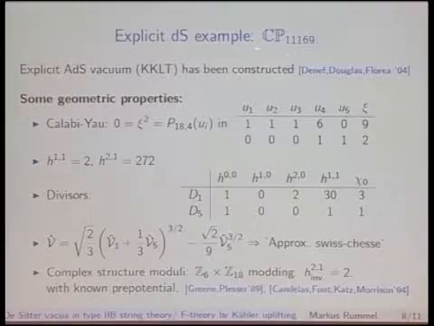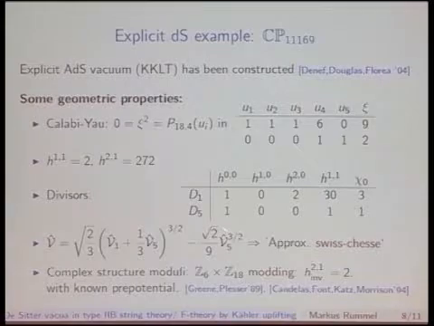And a very famous example that has been studied a lot in the literature before is this CP11169. And our prototype was this Denef-Douglas-Florea construction where they constructed an AdS vacuum, and we want to construct a de Sitter vacuum on this manifold. So 11169 is the original weight system, and if you resolve the singularities, then you end up with one more line and 2 Kahler moduli, 272 complex structure moduli.